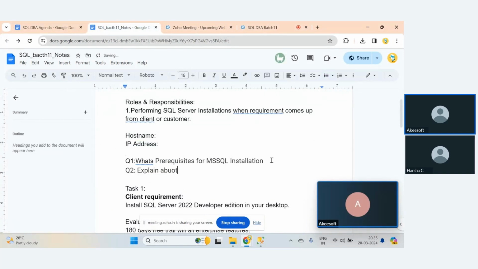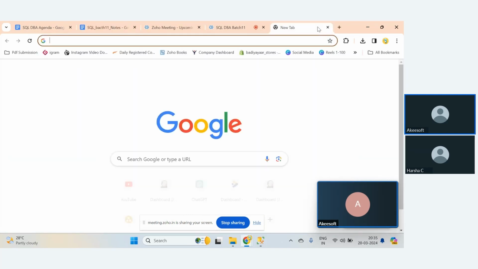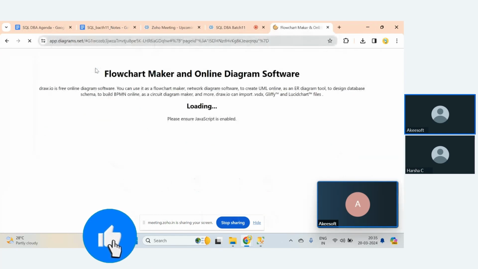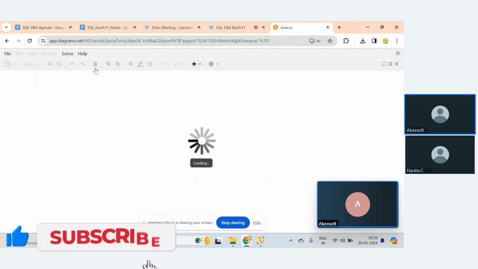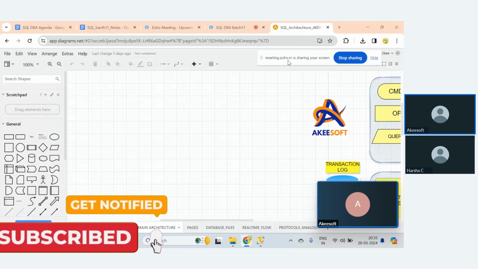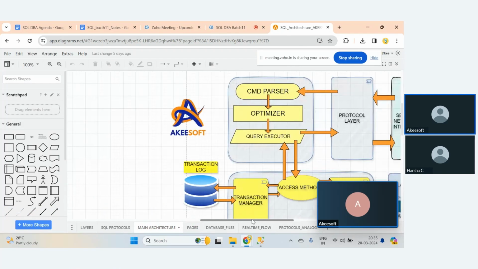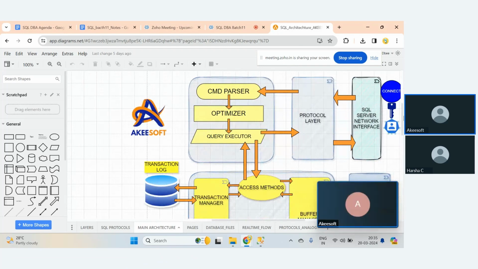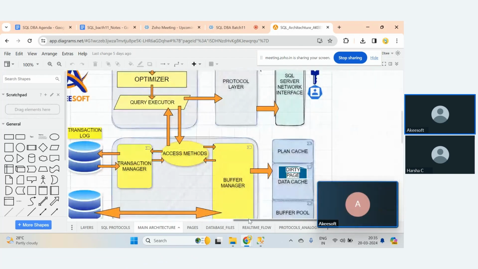Explain about SQL Server architecture. This is the question, as I'm repeating. Without this question, there will be no interview, which is the reason answering this question is almost 40% of the interview. If you answer this question confidently, it means you have completed 40% of the interview successfully. That is the reason it is so important here.